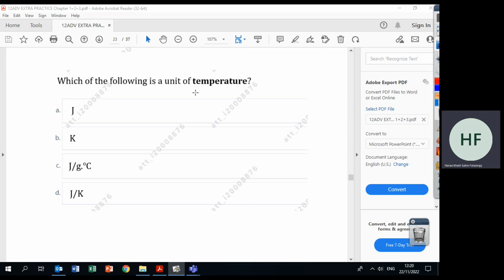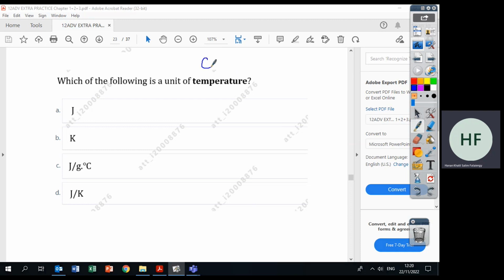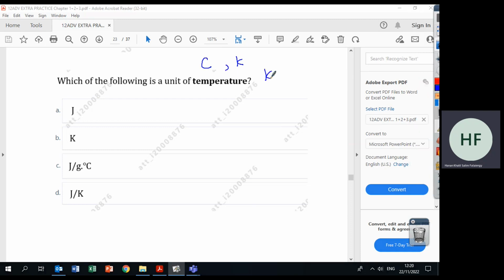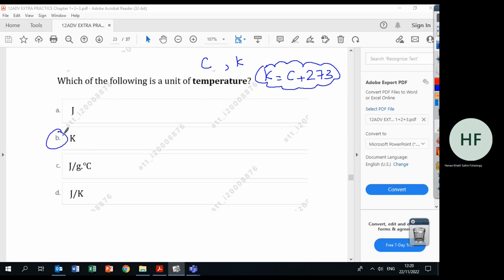Okay, now which of the following is the unit of temperature? Of course you know that temperature has a unit of either Celsius or Kelvin, and Kelvin is equal to Celsius plus 273, if I was asked to convert Celsius to Kelvin. Okay, so Kelvin is the correct answer.